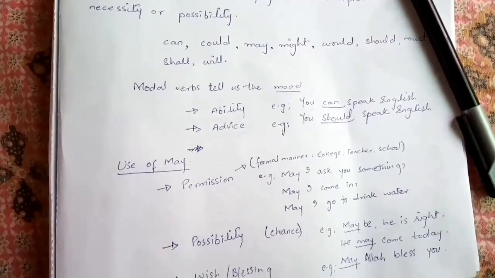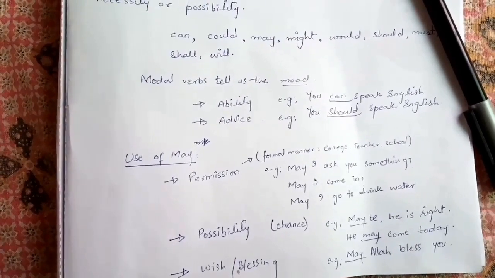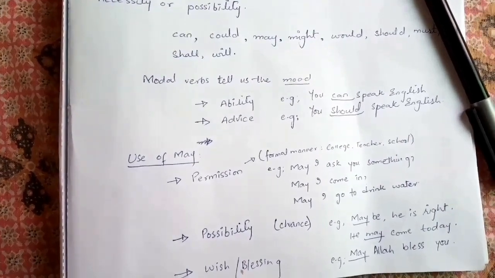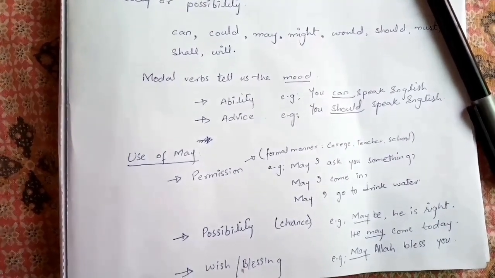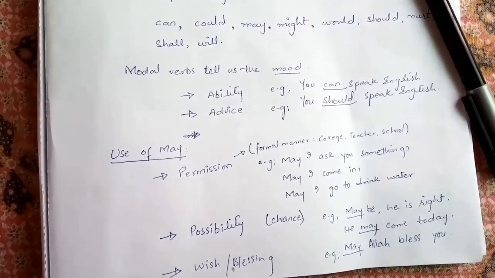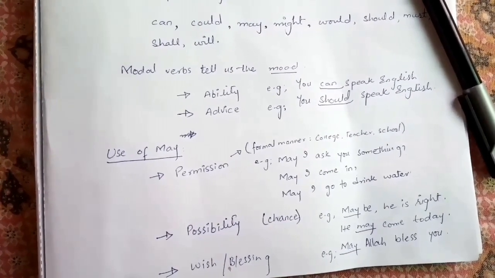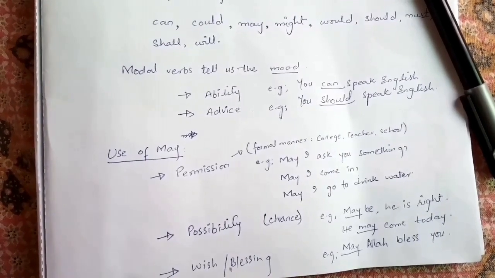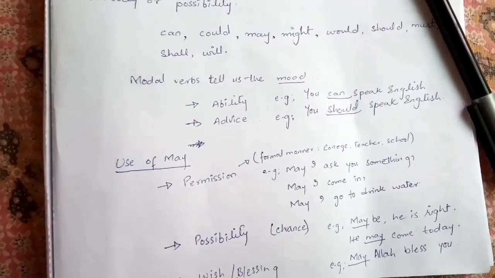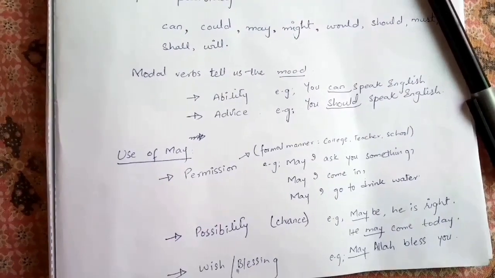May is a modal verb and it represents permission, possibility, wish or blessing. When you will use the word may in any sentence, it can represent permission, but that permission will be in formal manner. Or you can say that if you're taking permission formally, you have to use the word may in a sentence. For instance, if I say, may I ask you something? Or may I come in? May I go to drink water? You're taking permission from a person who is higher in rank from you.